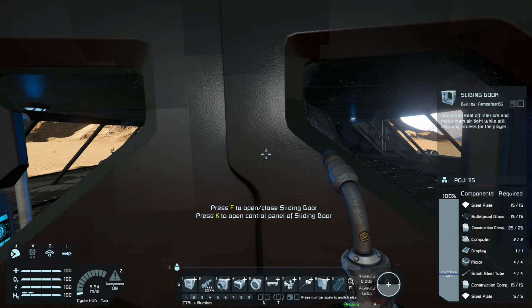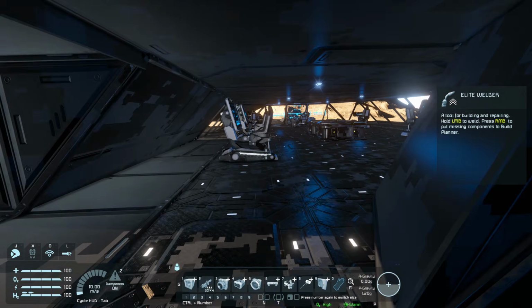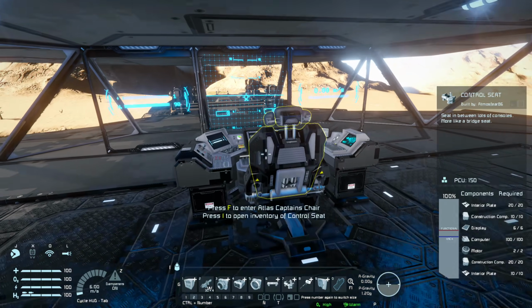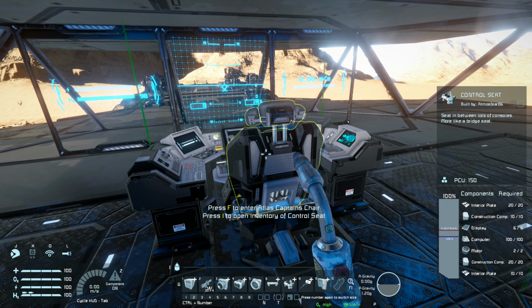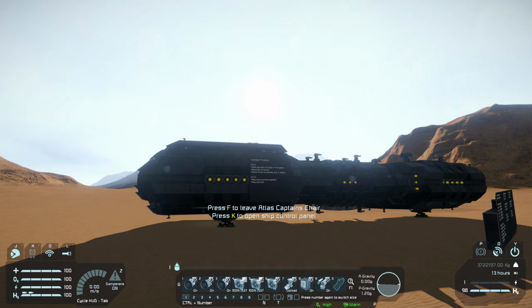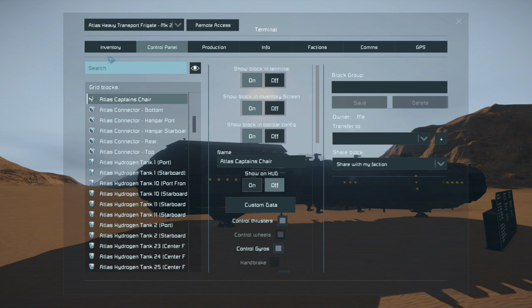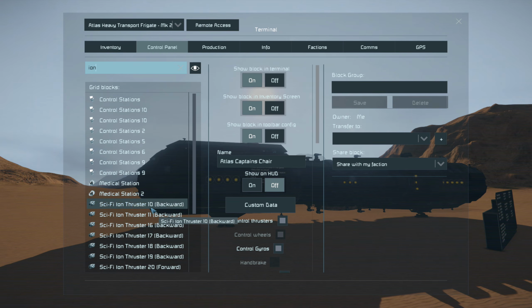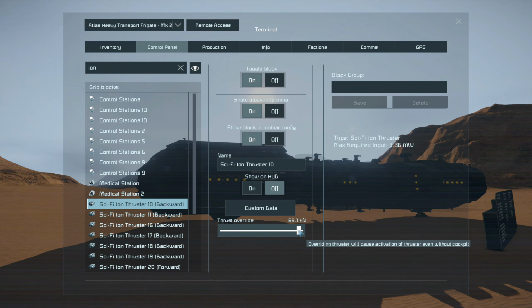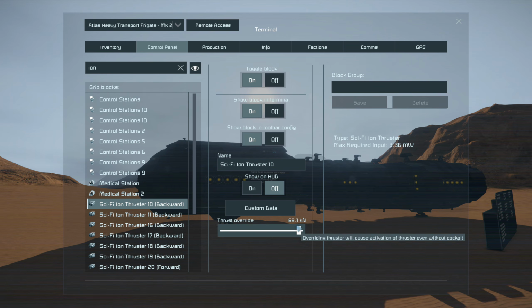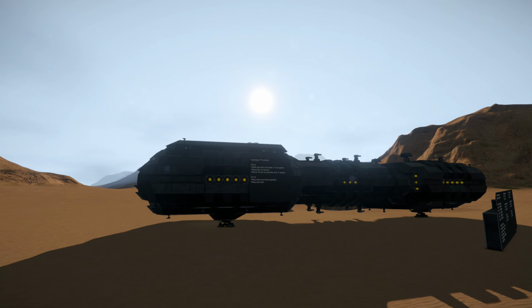So finally, just to finish up this video, I will actually show you what happens once we start gaining a bit of altitude in the atmosphere and how the thrusters react. So I don't actually have any atmospheric thrusters on this ship, but I will demonstrate this using the ion thrusters. What I'm going to do is go into the control panel here, find an ion thruster, and then set the override, which is already done on this ship for some reason. So you can see that obviously the thrust is 69.1 kilonewtons.